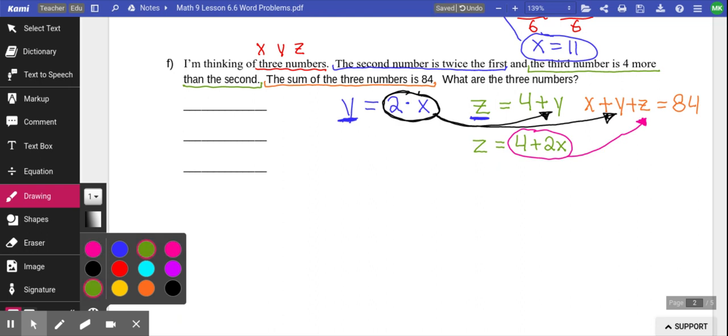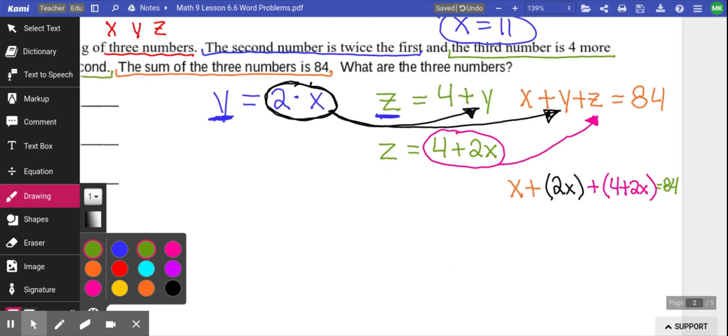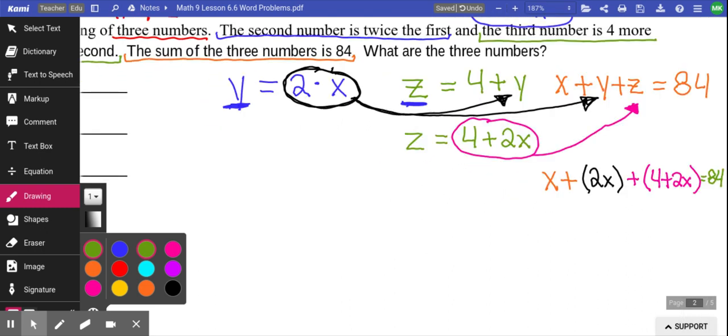When I substitute, I use brackets. So this orange equation is going to become X plus, instead of Y, it is now 2X. Instead of Z, it is now plus 4 plus 2X. And that equals 84. Sorry, I ran out of space a little bit over there. It's very small. What I've successfully done is take that orange equation and change all the letters to be the letter X. Notice that I only have X's left in that far right equation.